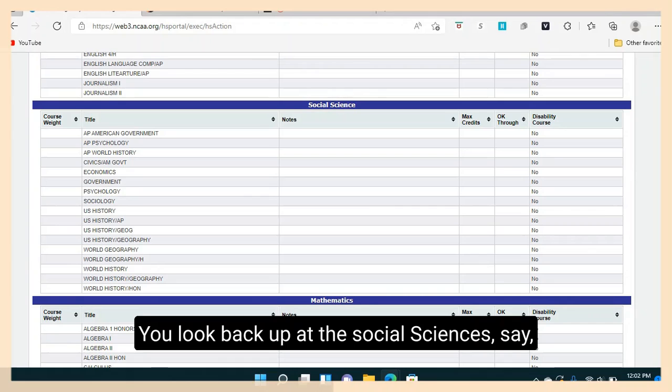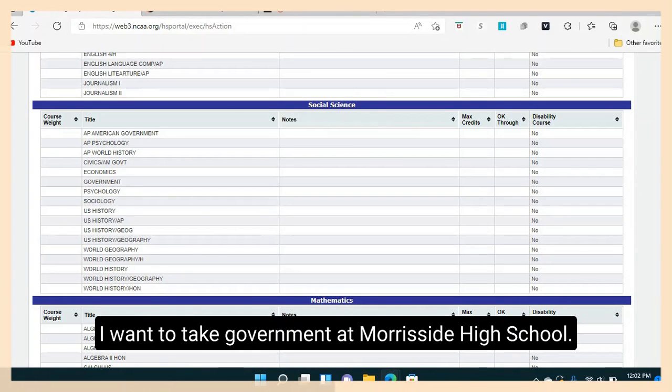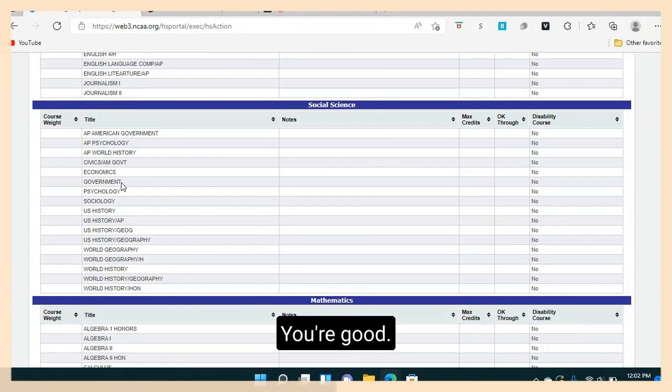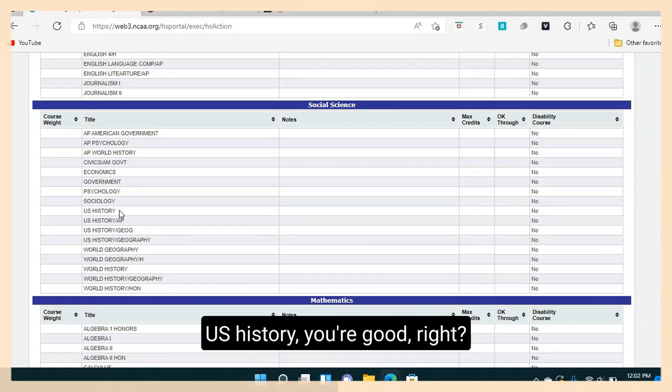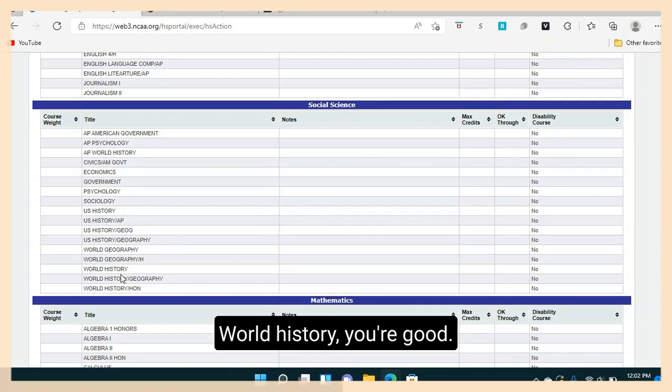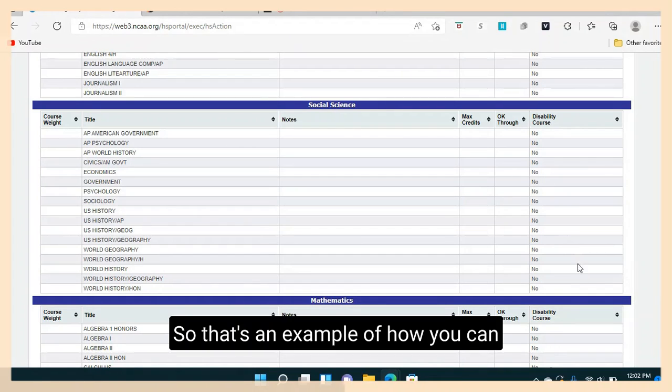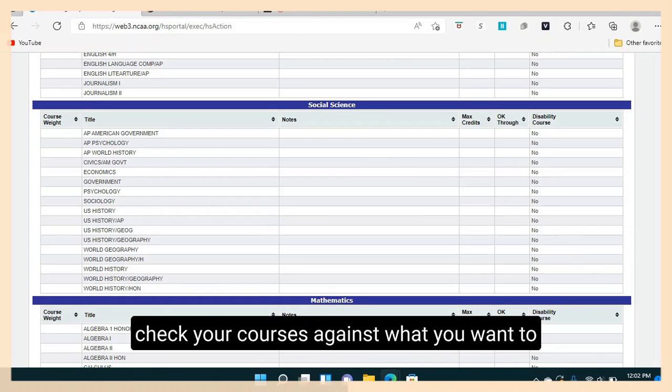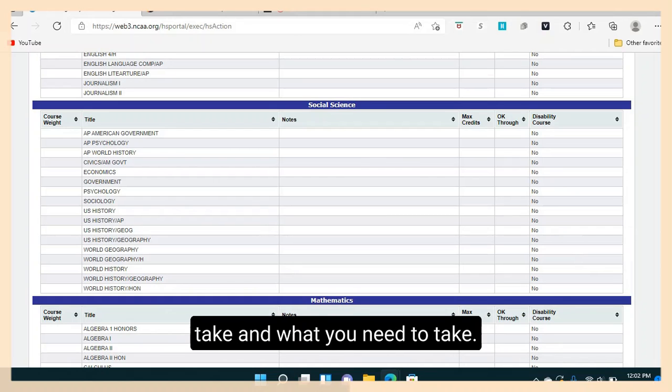You look back up at the social sciences, say, I want to take government at Morningside High School, you're good. It's right there. U.S. history, you're good, right? World history, you're good. So that's an example of how you can check your courses against what you want to take and what you need to take, right? So that's a resource I think you should get comfortable using.